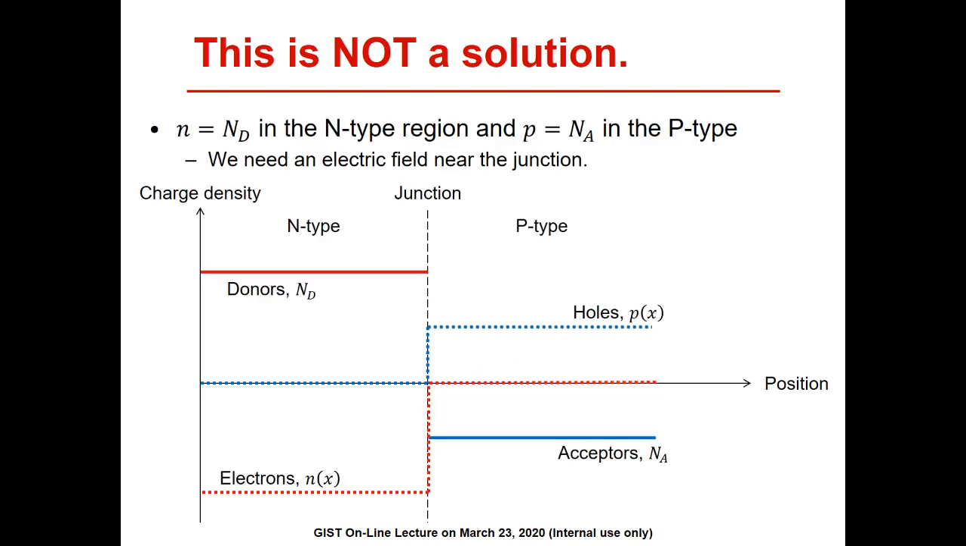Draw the charge density due to the dopant atoms, electrons, and holes as functions of the position. Certainly, this diagram does not show the solution. In this case, in the n-type region, the electron density is equal to the donor density. Also, the hole density is equal to the acceptor density in the p-type region. Due to the strong diffusion at the junction, a net current flows. It is not acceptable at equilibrium. Therefore, we need an electric field to counterbalance the diffusion mechanism.